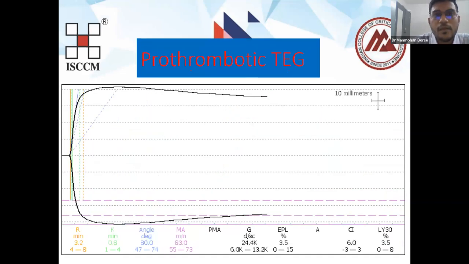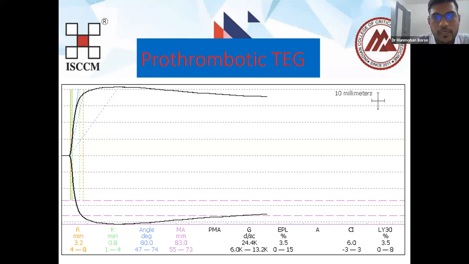This is the prothrombotic TEG. You can see the shape, okay? Remember the shapes and then see the values. Visualize the shape and then see the values. You'll get the answer. Yes, Viju Sri has answered FFP, platelets, cryo. Good, that is for the previous TEG.